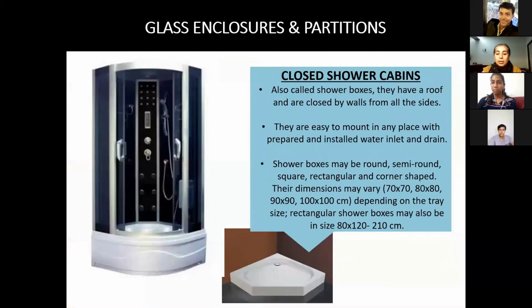Then, of course, we have the options of prefabricated shower cabins, also called the shower boxes. They have a roof and are closed by walls from all sides. They are easy to mount in any place with prepared and installed water inlet and drain. Shower boxes may be round, semi-round, square, rectangular, corner shaped. The dimensions may vary depending on the tray size. Rectangular shower boxes may also be in the size of 80 to 120 to 210 centimeters.